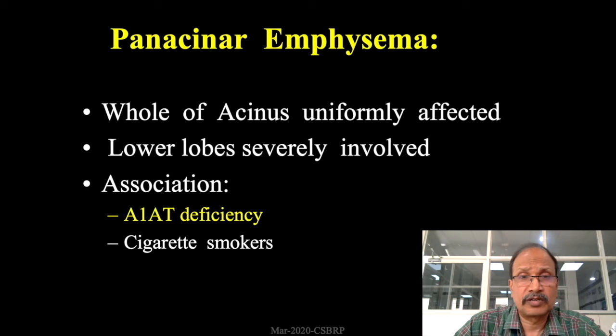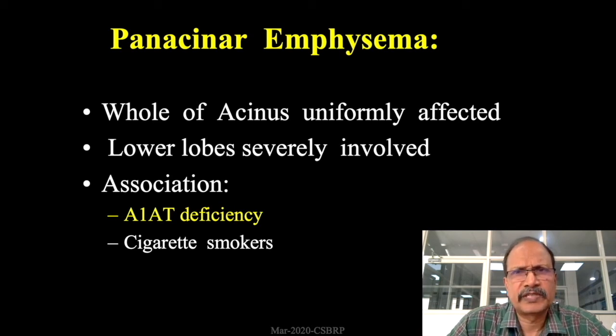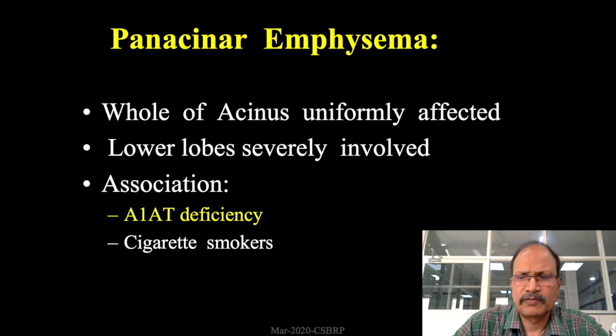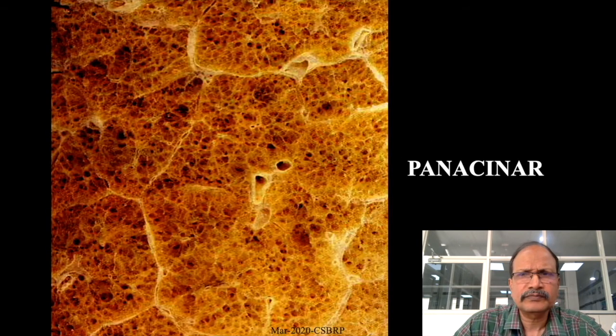Now, as a corollary, can you recollect what are the diseases that are caused by alpha-1 antitrypsin deficiency? So apart from emphysema, cirrhosis and pancreatitis are also known to be associated with alpha-1 antitrypsin deficiency. And this is a case of panacinar emphysema. The entire lobule has uniformly enlarged air spaces.